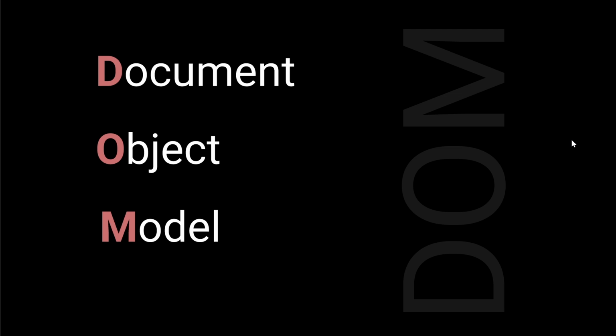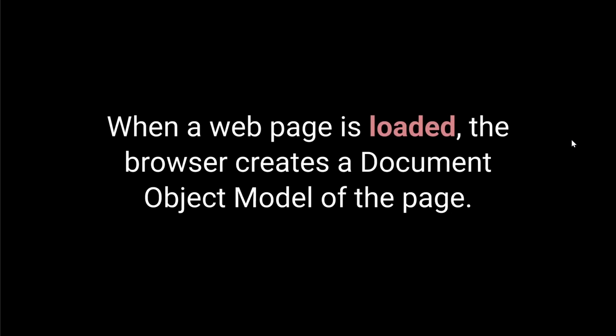But now the question is, what does that even mean? What is the meaning of document, what is the meaning of object and model? Let me give you a quick definition. When a web page is loaded, the browser creates a document object model for the page. Let's suppose you visit some web page like Twitter, Facebook, Instagram, YouTube, whatever. The browser will create a document object model for us.